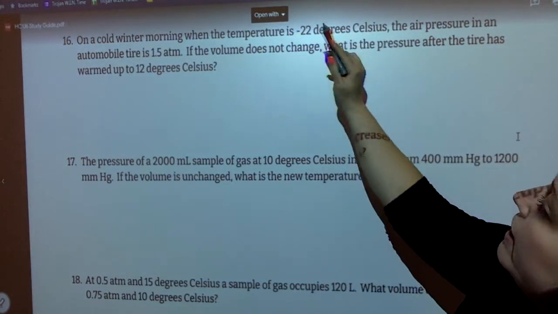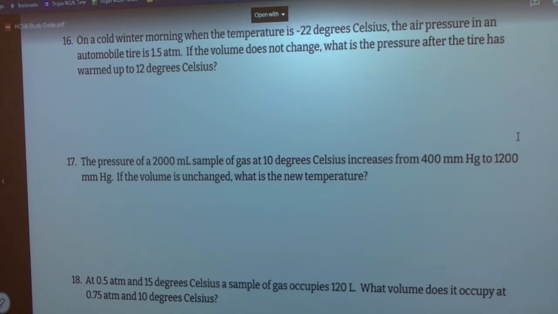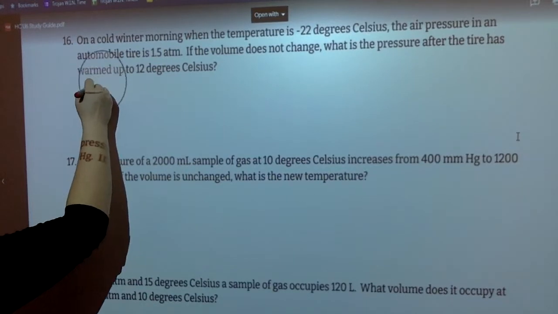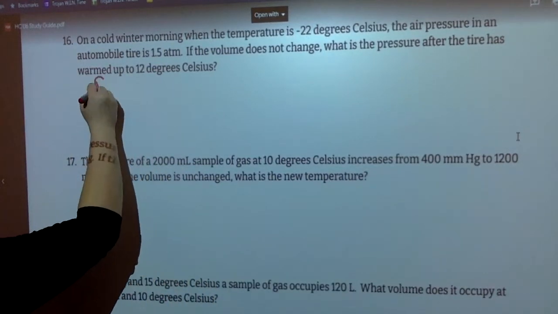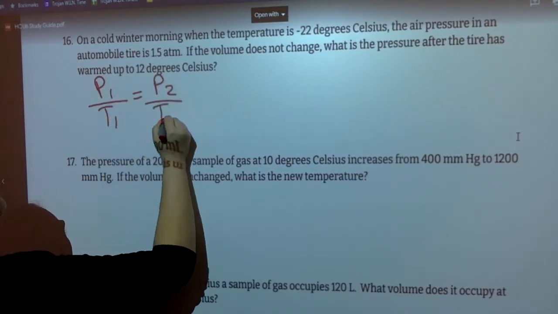So we have negative 22 degrees Celsius. The air pressure is 1.5 atmospheres. Volume's not changing. What is the pressure after the tire has been warmed up to 12 degrees? So Gay-Lussac's law is going to be pressure 1 over temperature 1 equals pressure 2 over temperature 2.